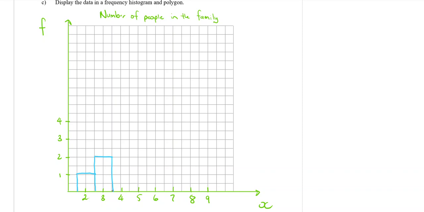4 had a frequency of 4. 5 was also 4. 6 was also 4. 7 was 2. And 8 was 3. So that is the frequency histogram.